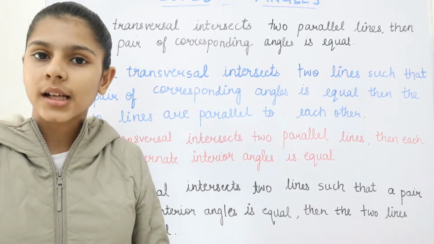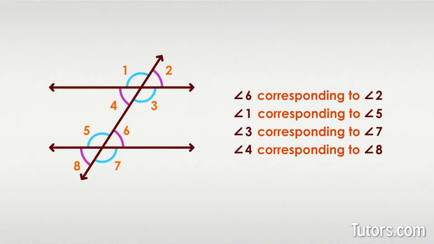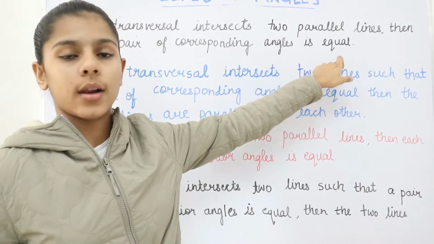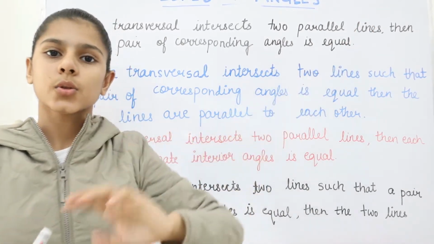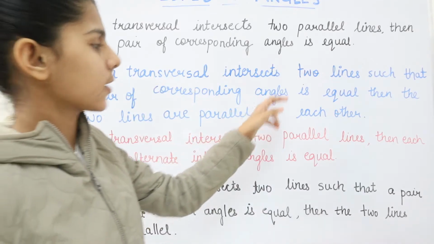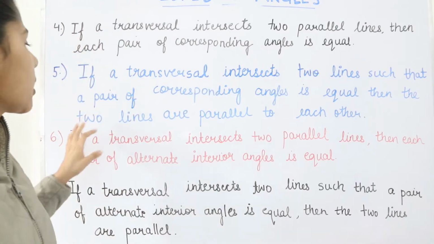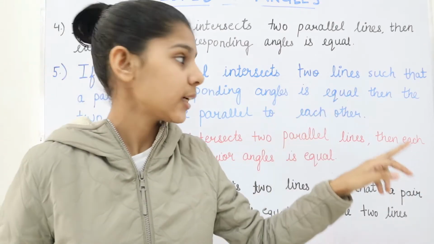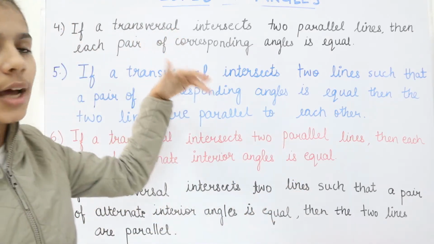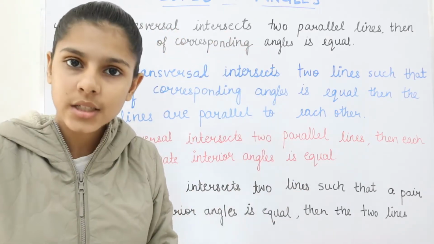Now what are corresponding angles? You can see them in the image, which are similar angles. They are corresponding angles. So the corresponding angles are equal when a transversal intersects two parallel lines. This is the fourth rule. The fifth one is: if a transversal intersects two lines such that a pair of corresponding angles is equal, then the two lines are parallel to each other. These both rules are just related. It is one of the same thing.